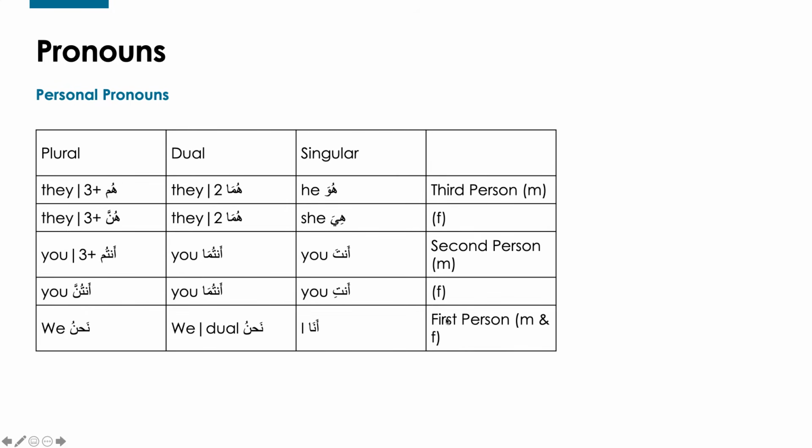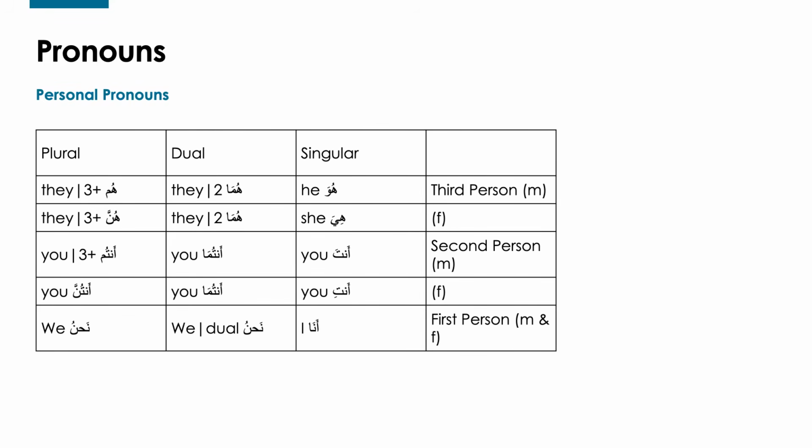And if it is in the first person, if you want to say I, use ana. Two of us. It is we in English, and it is nahnu in Arabic for the dual form. And if it is three and above, it is again nahnu, the same as the dual. So these are the personal pronouns in Arabic.